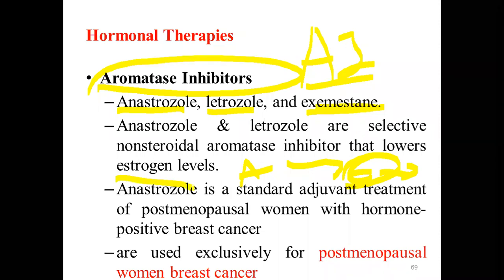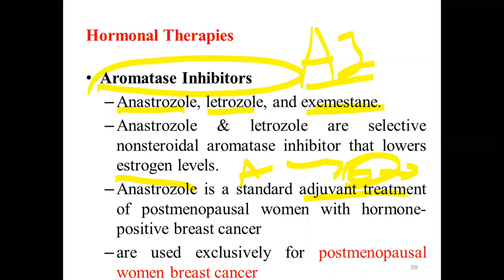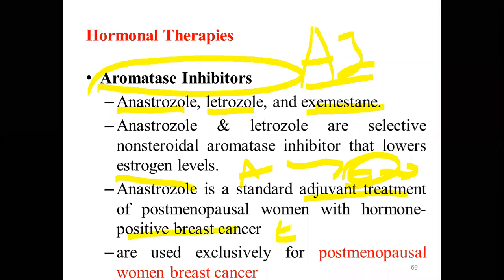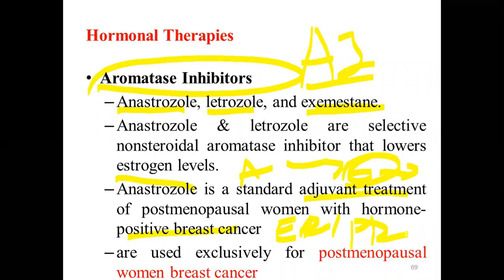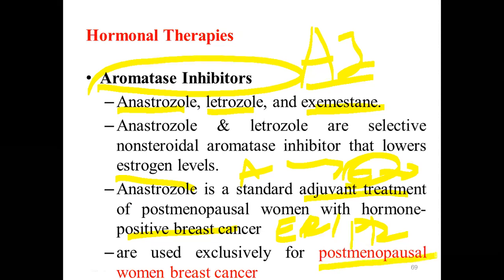So this is the most commonly used drug in the adjuvant treatment of postmenopausal women with hormone receptor positive breast cancer. So when you say hormone receptor positive, it could be either ER or progesterone receptor. So if they are positive for both, we can actually consider an adjuvant treatment. But remember, these aromatase enzyme inhibitors are exclusively used for postmenopausal women with breast cancer.